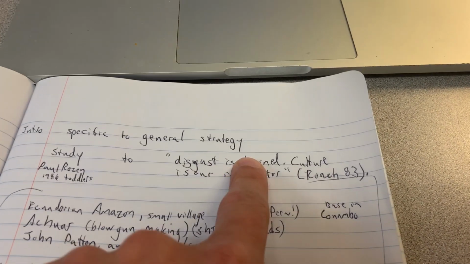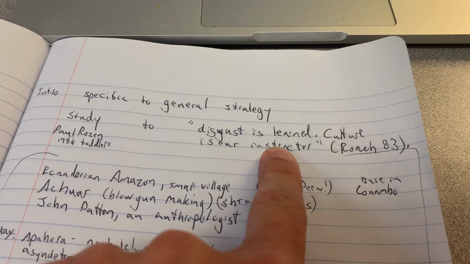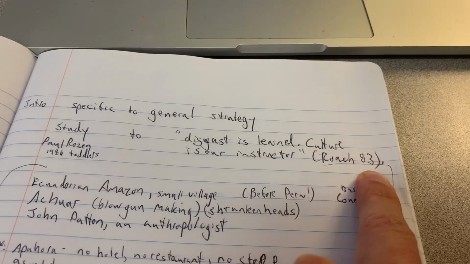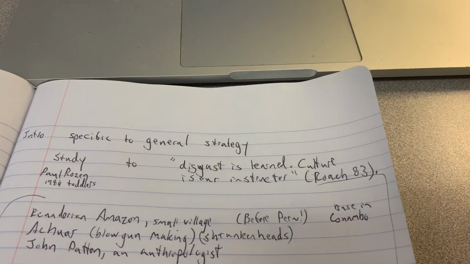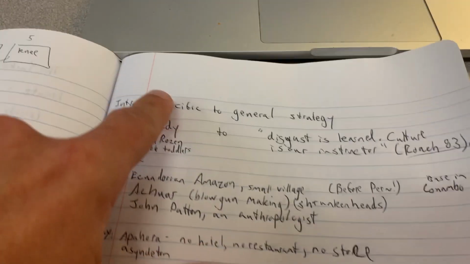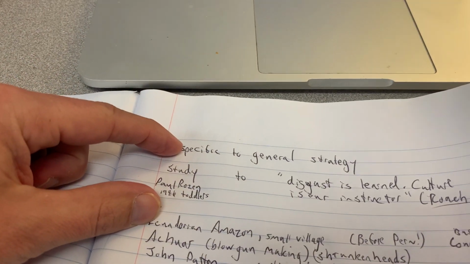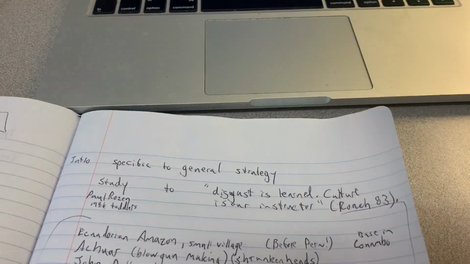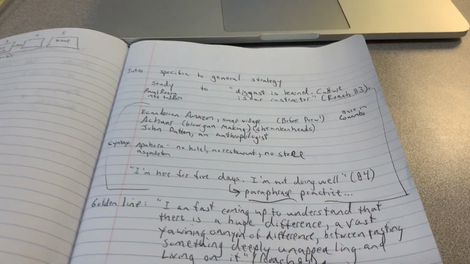She writes, "Disgust is learned. Culture is our instructor." That is a golden line. That is the thesis of this essay, this article. So notice she's going from the specific study Paul Rozin did to her general statement about food. That is a much more powerful intro strategy.